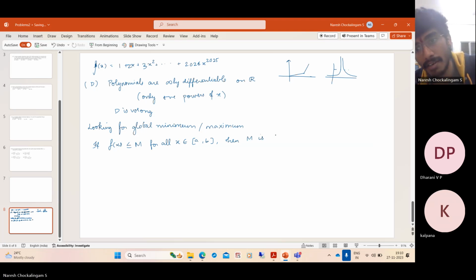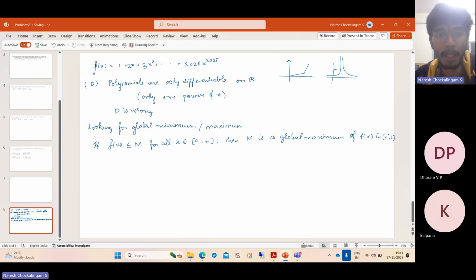m is a global maximum of the function f of x in the interval a to b. It is simple. It should be that f of x is less than or equal to a given m, and f of x naught should be equal to m for some x naught in a to b.